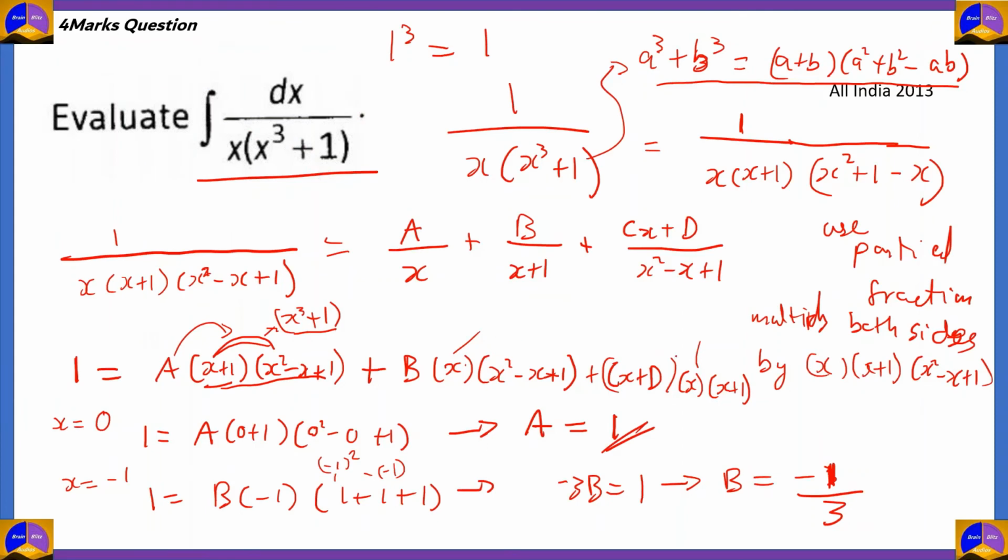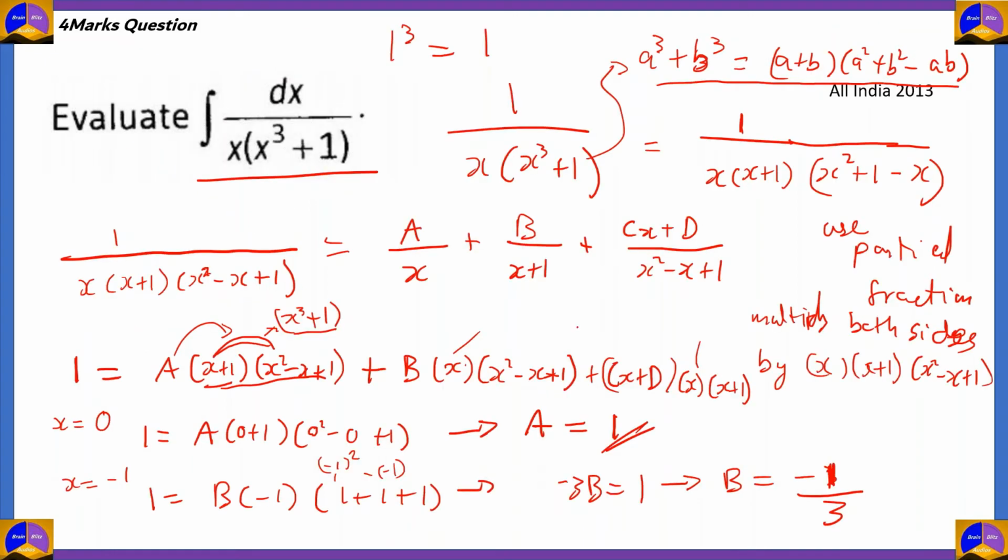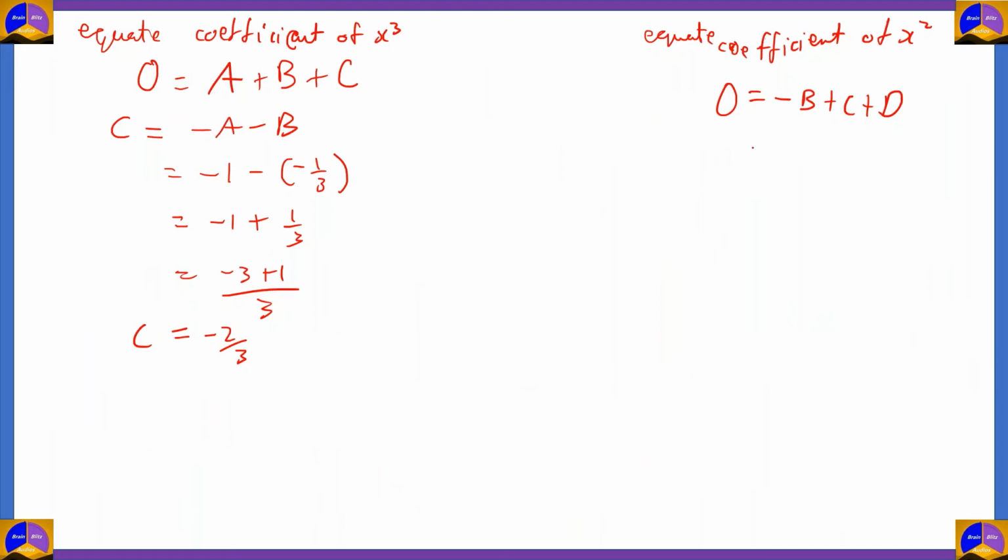Now, what we do for cx plus d: 1 times x times cx gives you cx squared, again, that's a plus c, and d times x gives you dx squared. So again, that's a plus d. Again, on the left-hand side, there's only 1 as a constant, no coefficient for x squared, 0. Now, how do we find the value of d? Again, simple. Put the value of d as b minus c, just by interchanging the position.